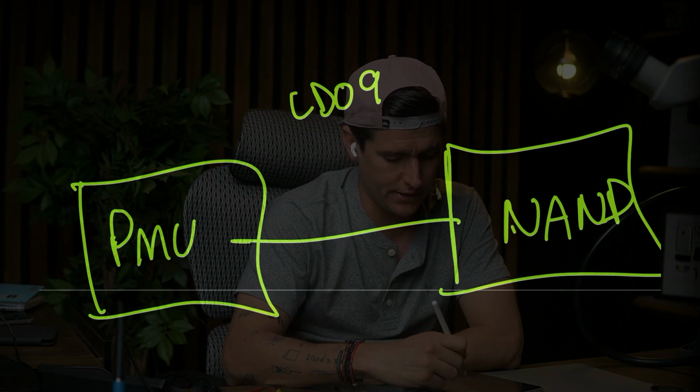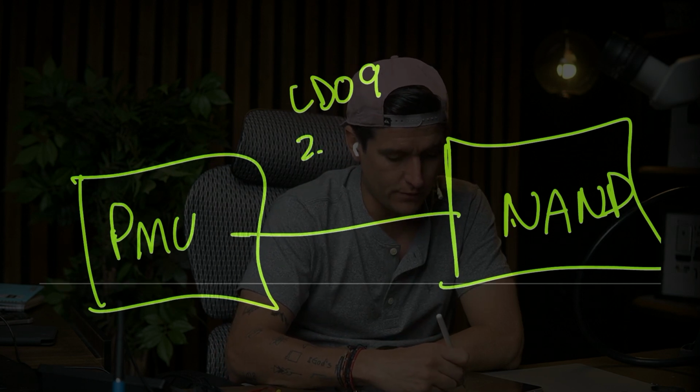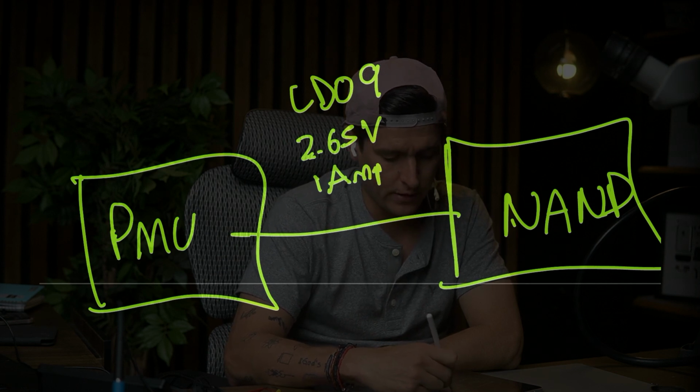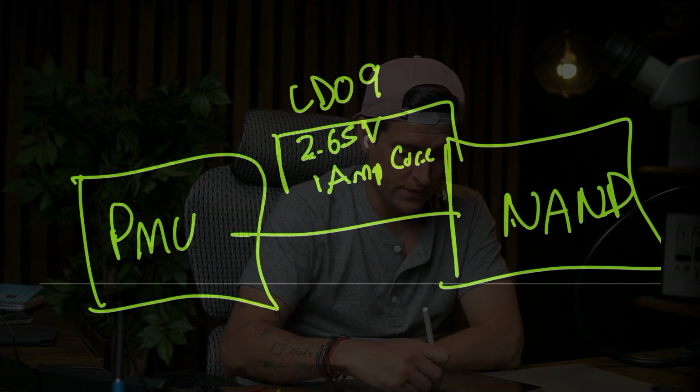The LDO 9 has a voltage of, for example, 2.65 volts, and for example, 1 amp of current. And that's it. They cannot provide more current. They are just linear current, okay? They say, okay, you are the LDO number 5, you work with 3 volts and 500 milliamps, and that's it, okay? So that is the difference between bucks and LDOs.